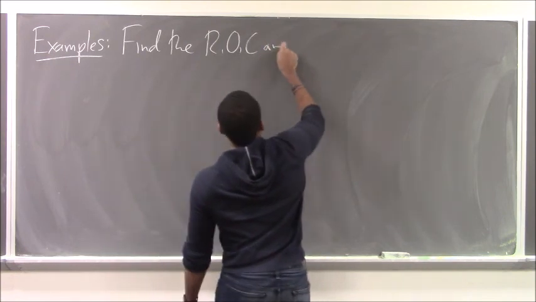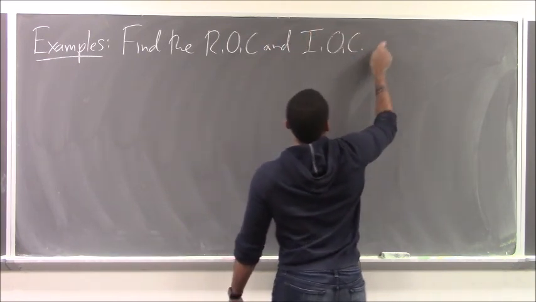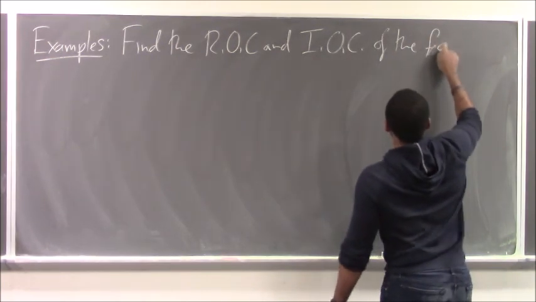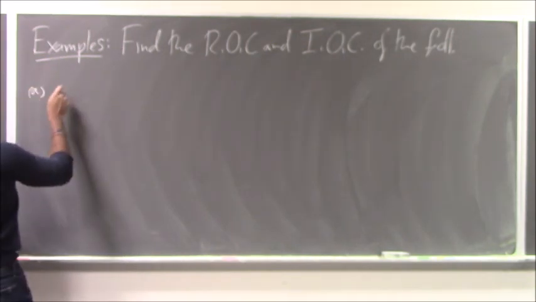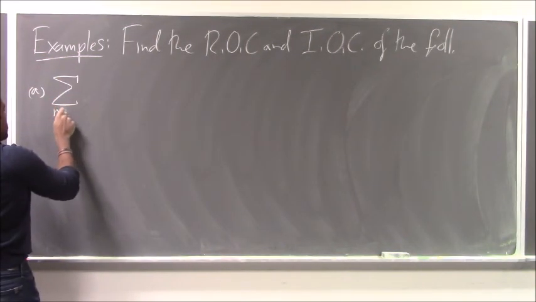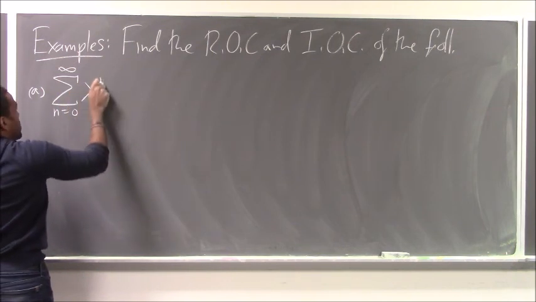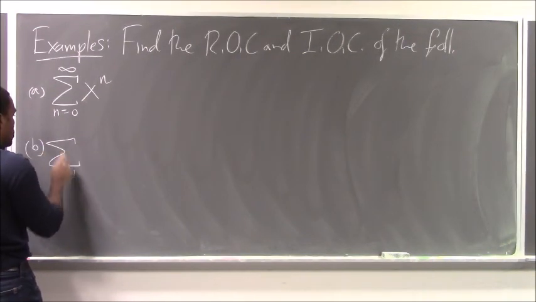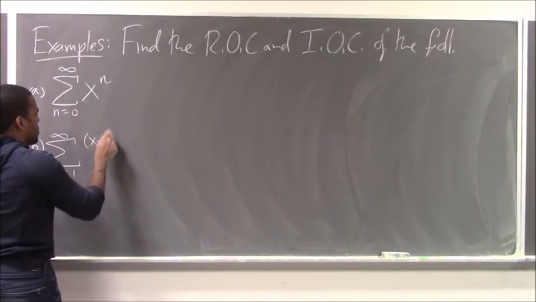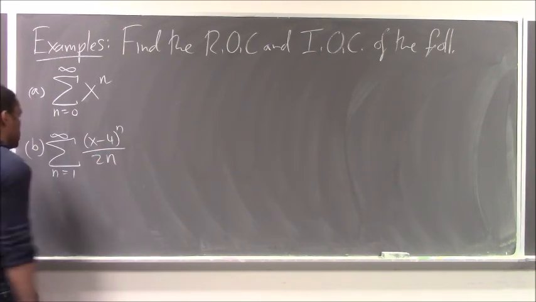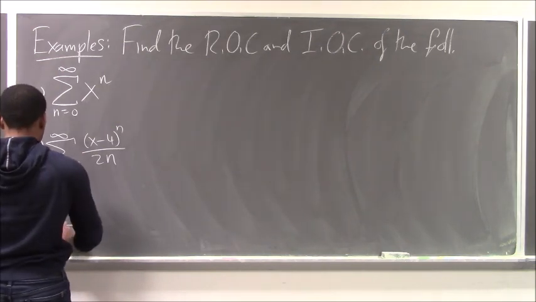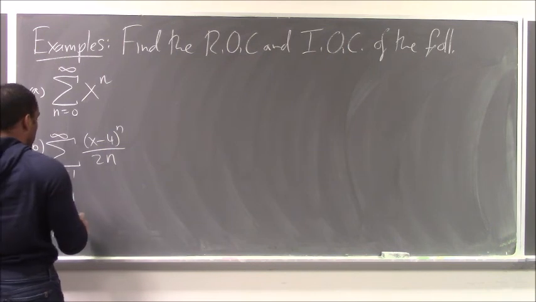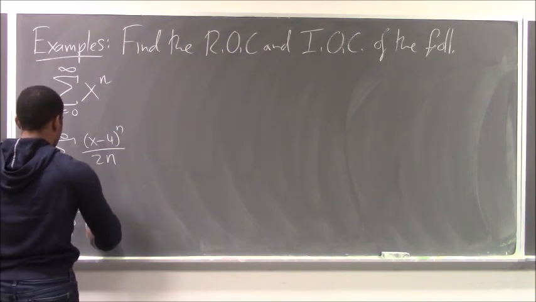And the ROC and IOC of the following. Here's the first example. A. The series n goes from 0 to infinity of x to the n. B. The series n goes from 1 to infinity of (x minus 4) to the n over 2n. C. The series n goes from 0 to infinity of x to the n over n factorial.